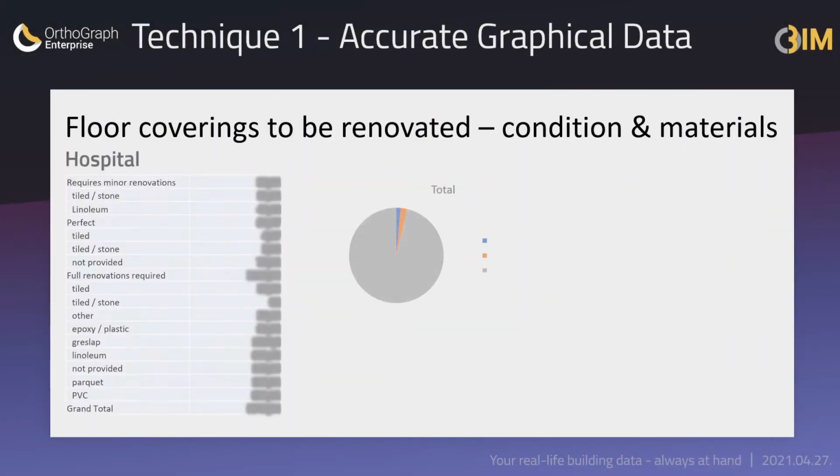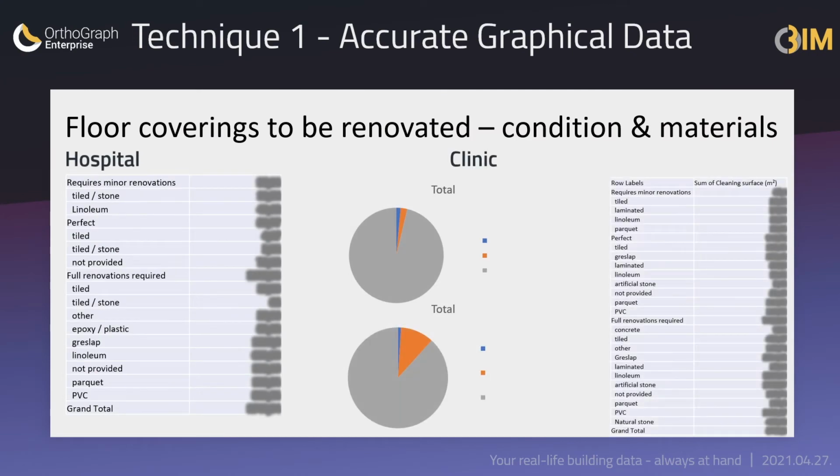What do we get out of the operational BIM model, as of now focusing on the native Excel output of OrthoGraph? We can clearly see a breakdown chart of flooring conditions divided by material type. What we see here is a simple pivot analysis of the Excel snapshot that we exported previously from the operational BIM for a hospital sample and a clinic sample. Please note that we instantly have clear information about what level of renovation is required in different flooring types.